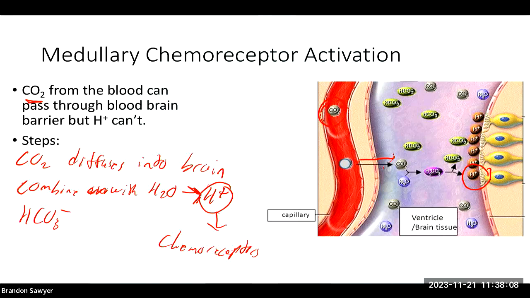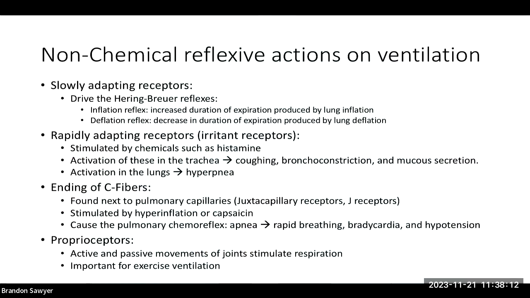Okay. All right. So then let's talk a little bit about a couple other reflexive actions related to ventilation, non-chemical ones. So we have different receptors that are helping to drive inspiration, either starting inspiration or ending inspiration, and same for expiration. Okay. So we have a group of reflexes known as the Hering-Breuer reflexes. Hering-Breuer reflexes both are related to inflation and deflation of the lungs. So the inflation reflex is increased duration of expiration produced by lung inflation.